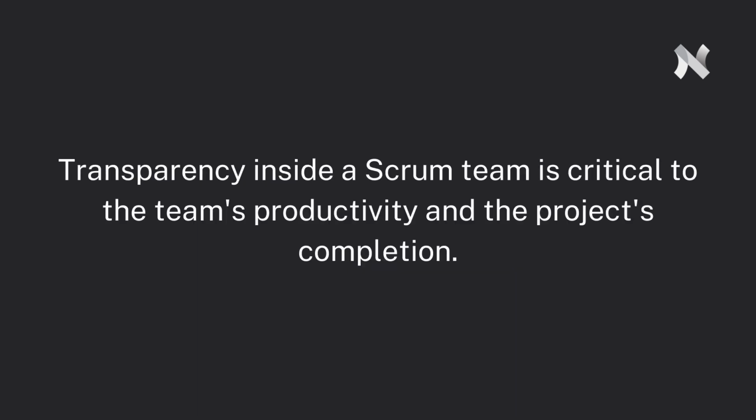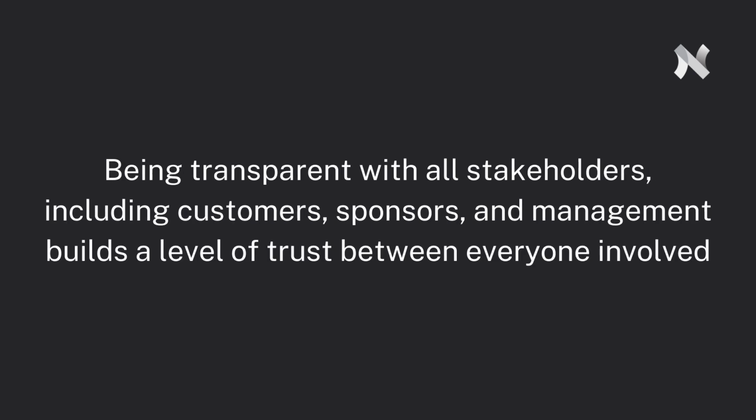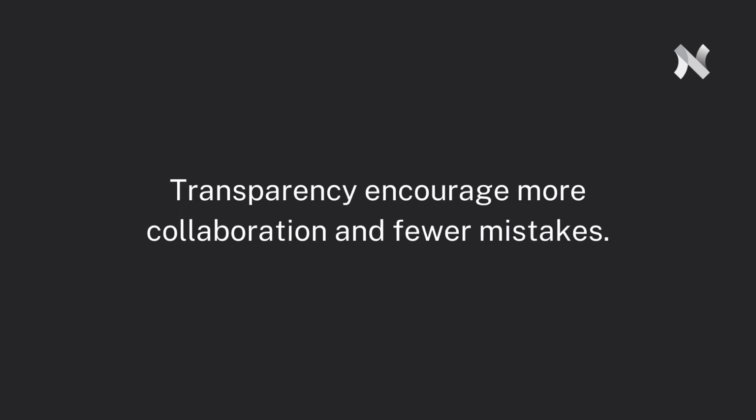Transparency inside a Scrum team is critical to the team's productivity and the project's completion. In terms of transparency outside of the team, being transparent with all stakeholders, including customers, sponsors, and management, builds a level of trust between everyone involved. Transparency also encourages more collaboration and fewer mistakes.